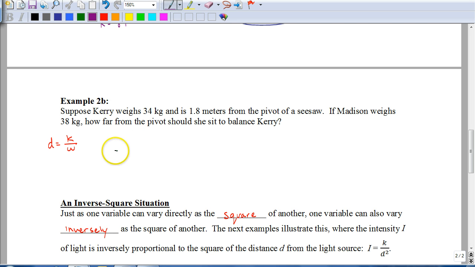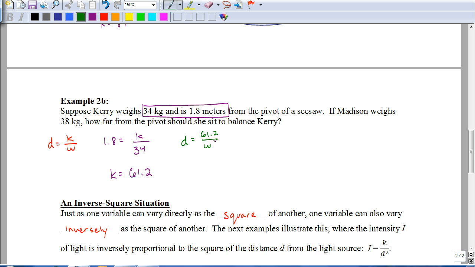Okay, so you should have guessed that these are the 2 numbers that we're going to use to find K. So the distance is 1.8 equals K divided by 34. Multiply both sides by 34. You should have gotten 61.2 as your answer. So now we come up with our variation equation, which in this case is D equals 61.2 all divided by W.